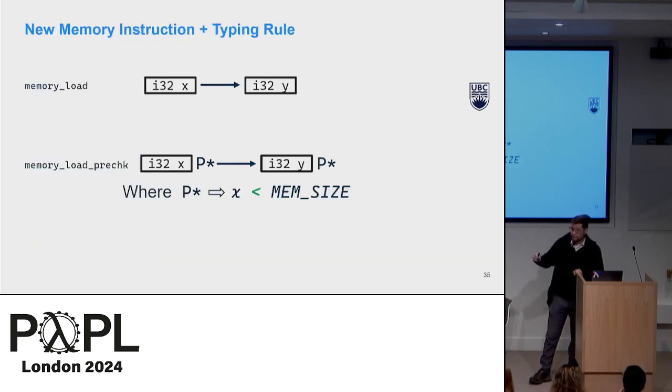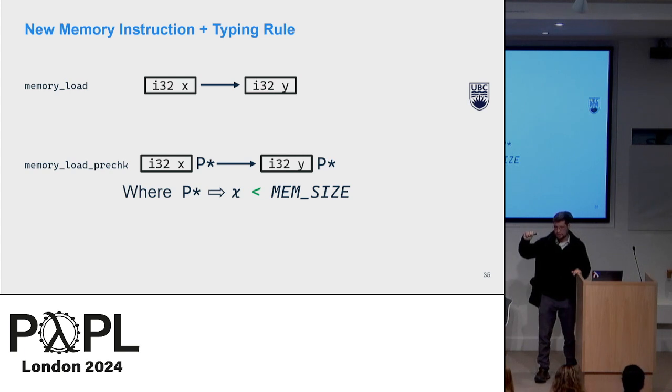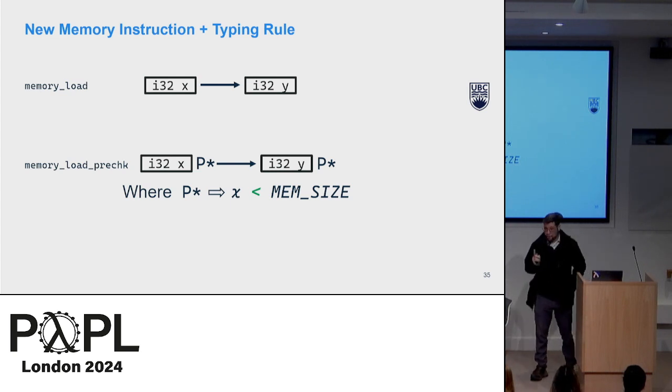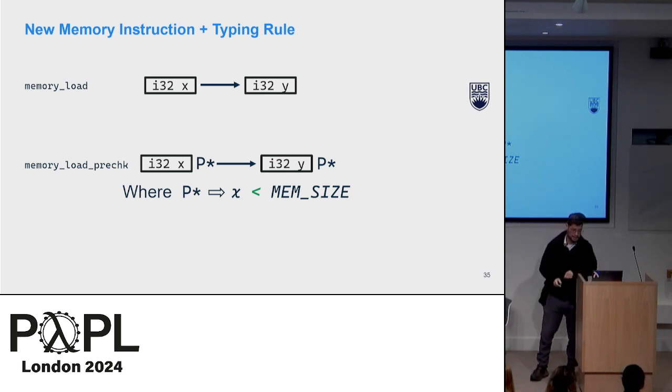So going back to memory load, we still have the same memory load instruction in Wasm-prechk, and there's a dynamic check happening still. So we still just take some 32-bit integer, output some 32-bit integer. But now we introduce this new instruction, memory load precheck. And what that will do is it will take a 32-bit integer, and now we're going to represent the value by this index variable x. And now we have this constraint set, so we can have this side condition that the constraint set ensures that x will be within the boundaries of memory. And this gives us the static safety guarantee.